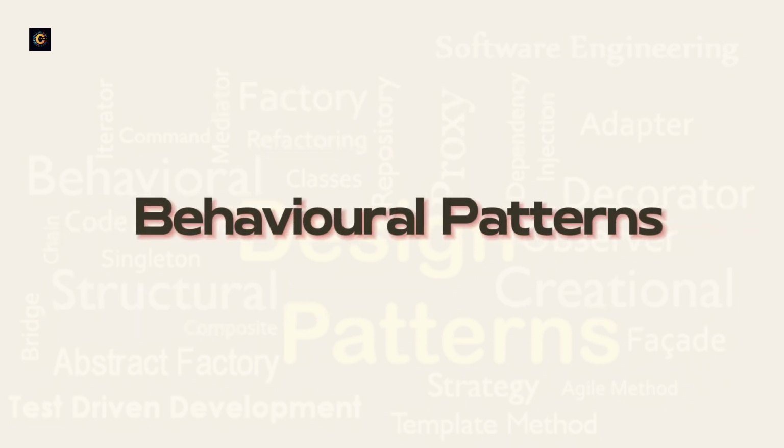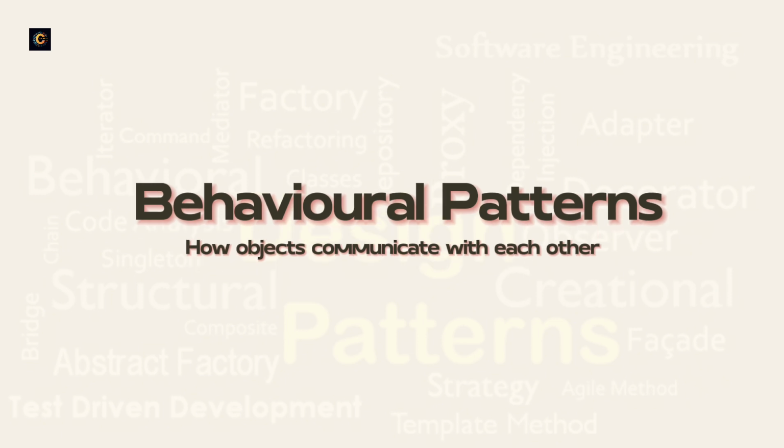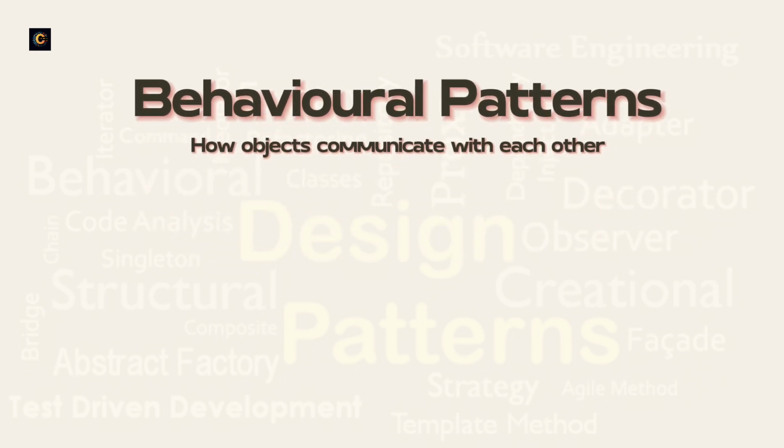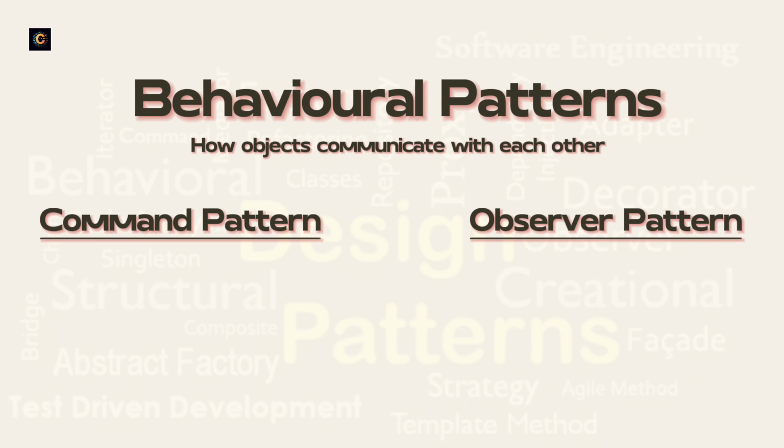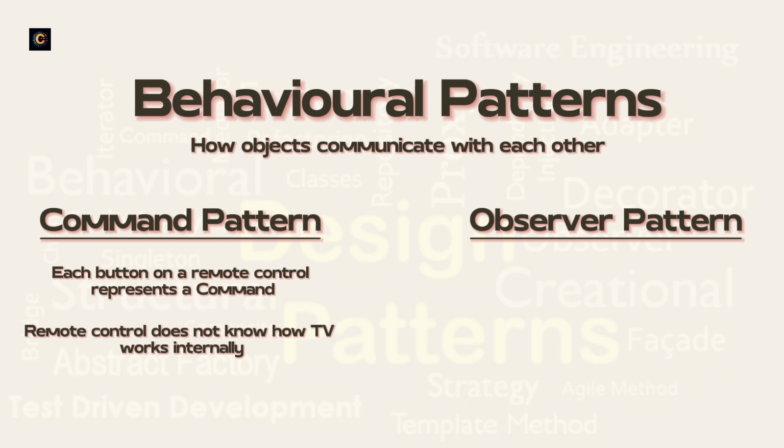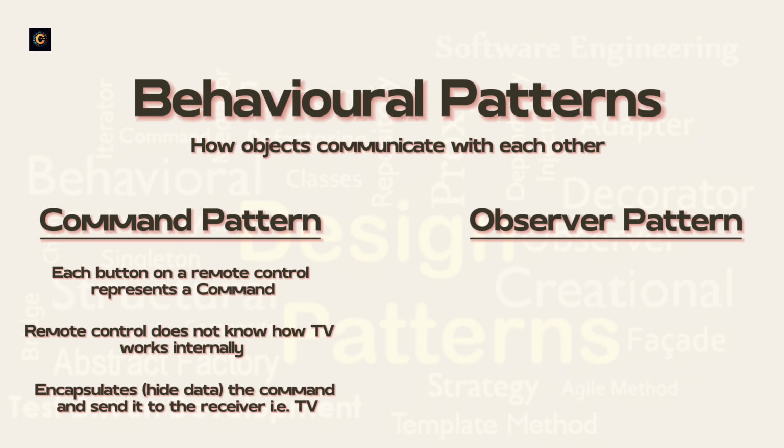Behavioral patterns. These patterns deal with how objects communicate with each other and their responsibilities. Example, command and observer pattern. Similarly, why do command and observer pattern come under this behavioral category? Each button on the remote control represents a command. The remote control doesn't need to know how the TV works internally. It encapsulates the command and sends it to the receiver, which is a TV.